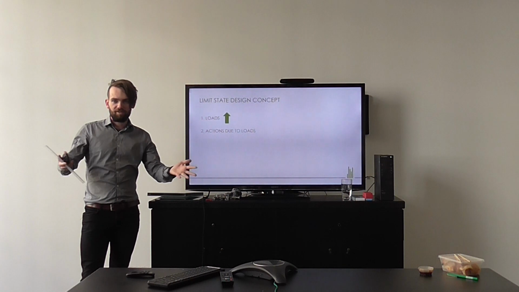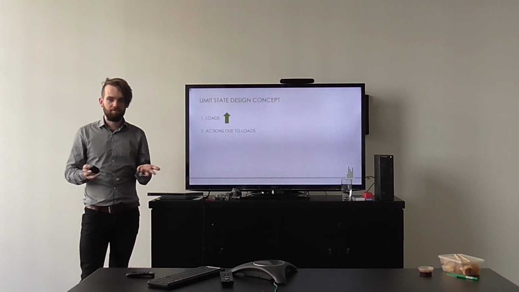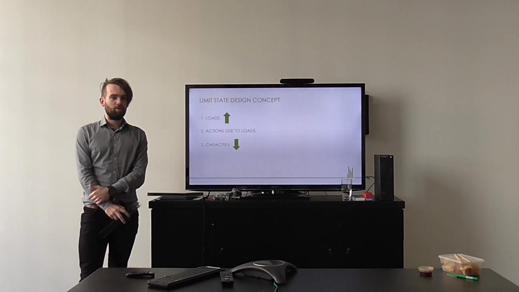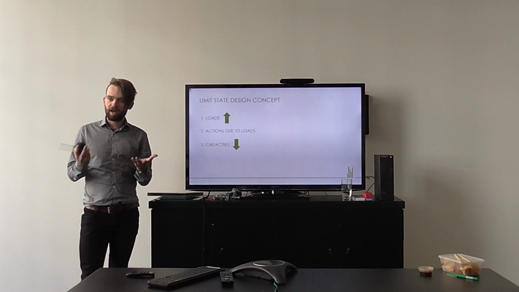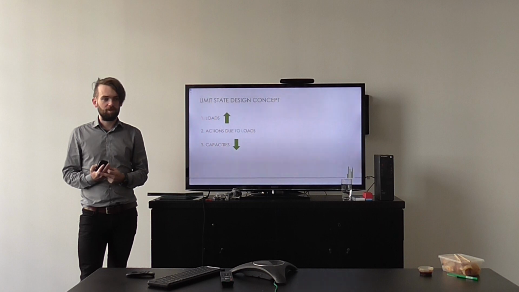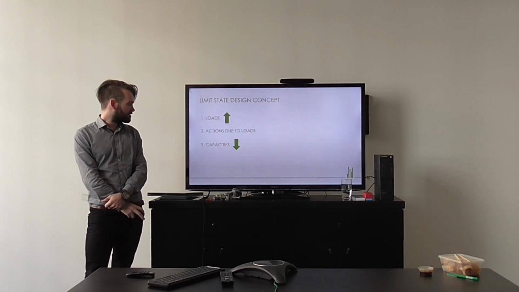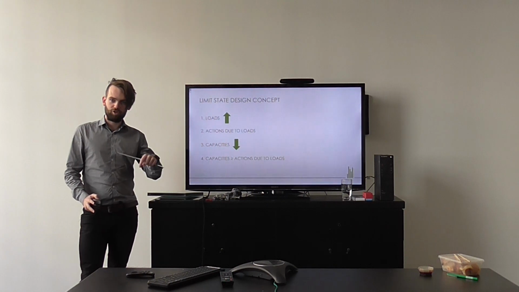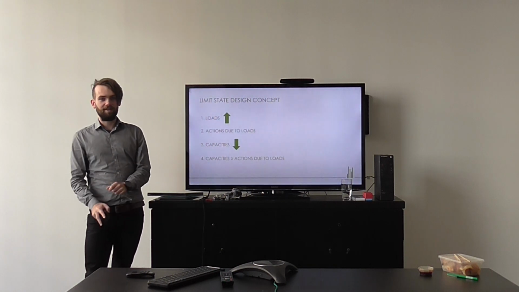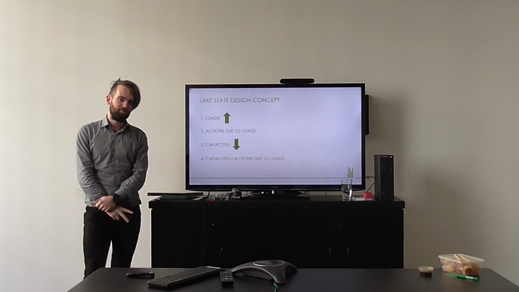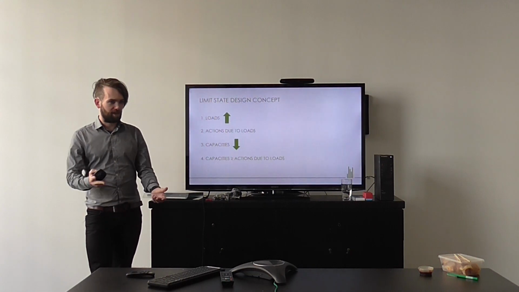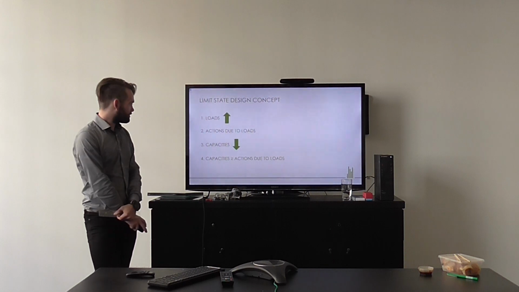These loads obviously give us actions on our structure: bending, compression, tension, whatever you may like. Then we find the capacity of the member that the loads have been applied to. The very last step is to check that the capacity, which we have reduced, is still greater than our load, which we've increased, if that makes sense. So it's a very safe approach, but this is how we do it these days.